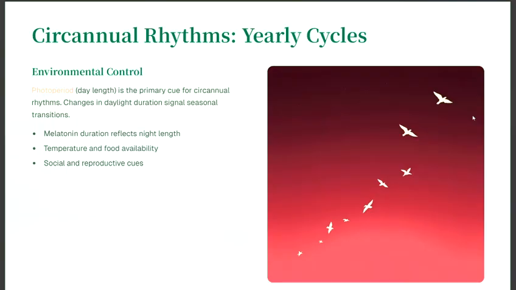Now, let's start the circannual rhythms. So, circannual rhythms are yearly cycles, and the main thing that you should remember here is that the environmental cue is photoperiod, that is the day length. How does our body know that it's been a year and we have to repeat this thing? How do birds know that it's time to migrate? So photoperiod is the primary cue for circannual rhythms. Changes in daylight duration signal seasonal transitions. Melatonin duration reflects night length because it is secreted during the night.